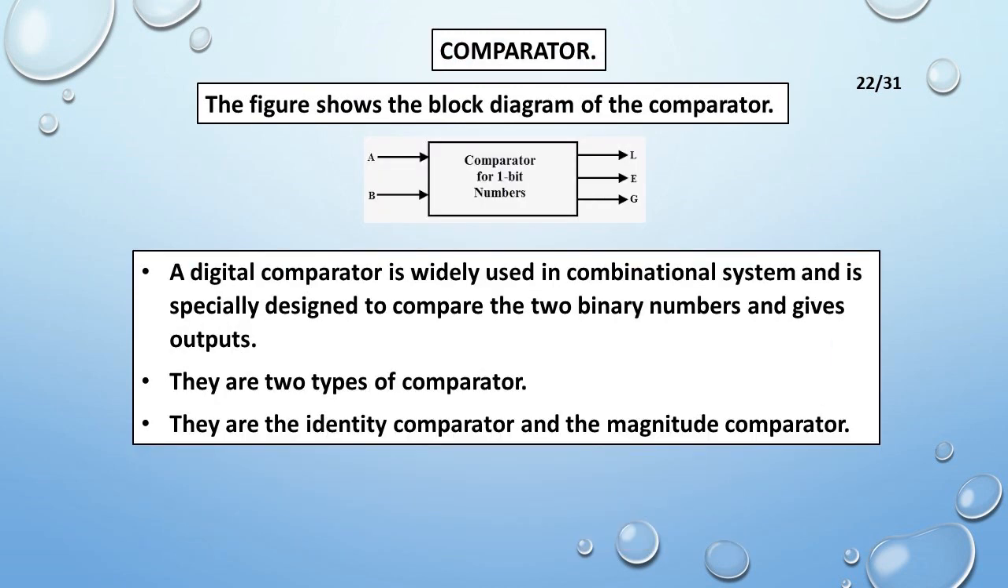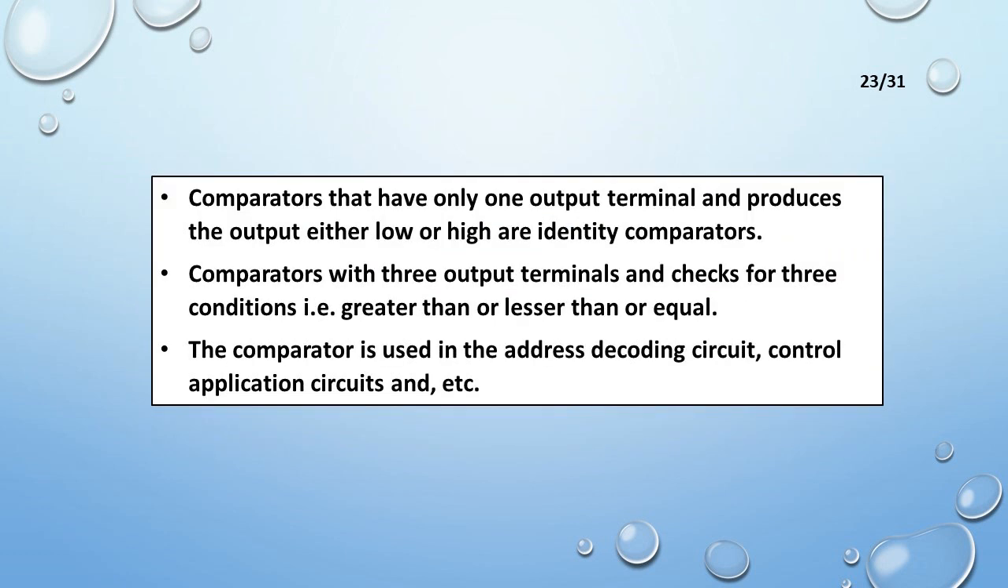Comparator. The figure shows the block diagram of the comparator. A digital comparator is widely used in combinational systems and is specially designed to compare two binary numbers and give outputs. There are two types of comparator: the identity comparator and the magnitude comparator. Comparators that have only one output terminal and produce the output either low or high are identity comparators. Comparators with 3 output terminals check for 3 conditions, that is, greater than, lesser than or equal. The comparator is used in address decoding circuits, control application circuits, etc.